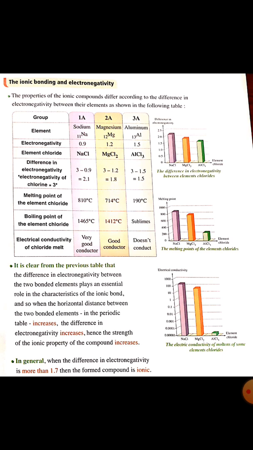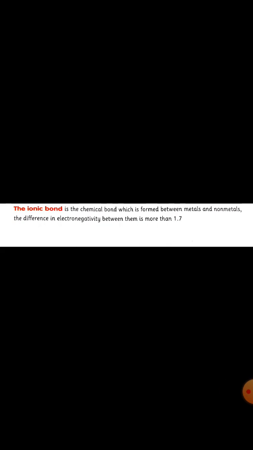So, this year, we need to complete the definition of the ionic bond. It's an electrostatic attraction between a positive ion and a negative ion, and the difference in electronegativity between them must be greater than 1.7. So, the ionic bond is the chemical bond which is formed between metals and non-metals, where the difference in electronegativity between them is more than 1.7.